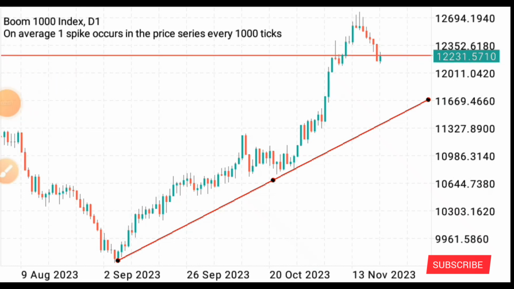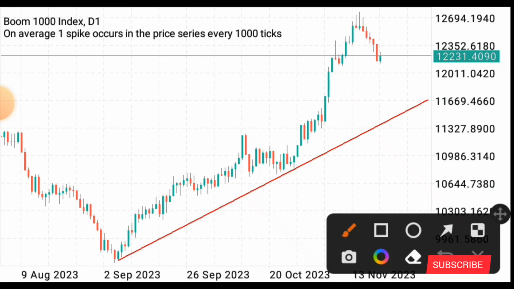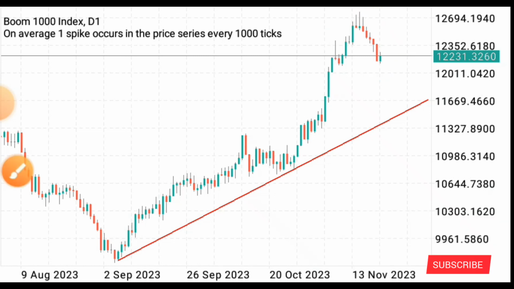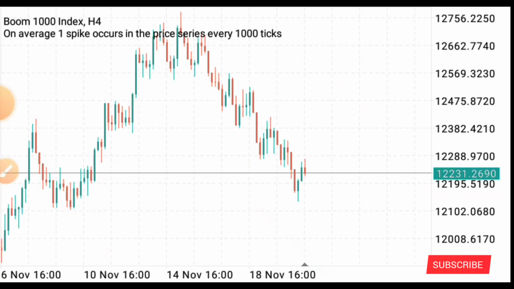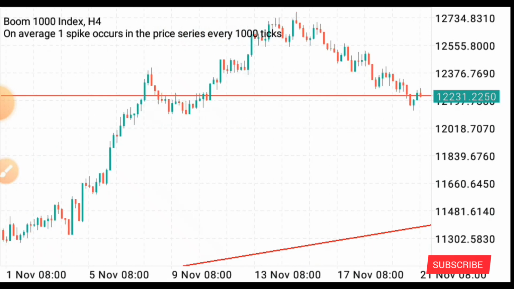So after identifying the trend, now I know the overall trend of the market is an uptrend. I can see a small reversal here. It shows that price will reverse very soon, but it will take a while. So now I go to the 4 hour time frame, after analyzing from the daily.